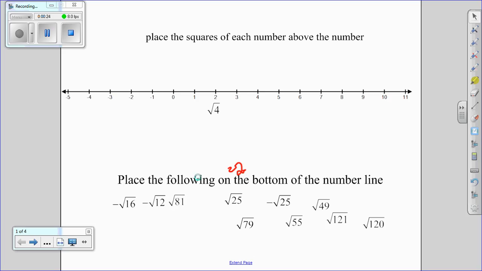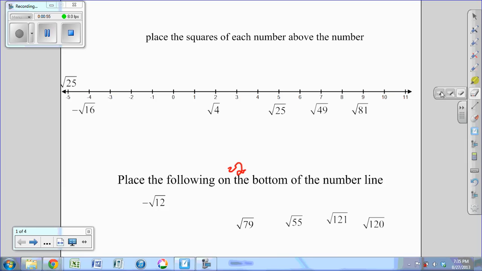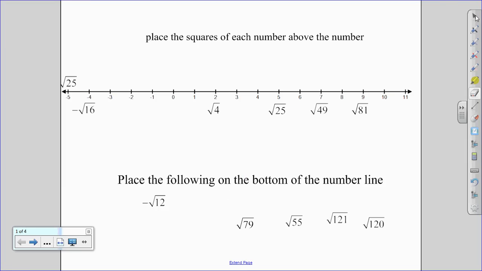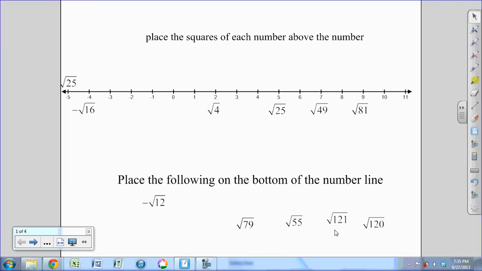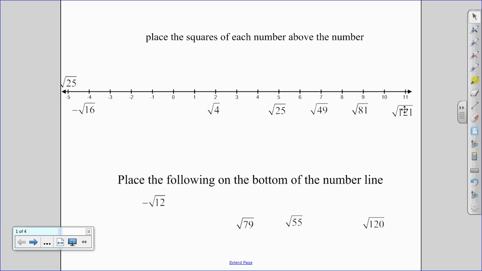The square root of 81 would be 9. I put it right there. The square root of 25 is 5, so it goes right there. The square root of negative 16 would be negative 4, so it would go right there. The square root of negative 25 is negative 5, so it would go right down here. The square root of 49 is 7, so it would go right there. Now, the square root of 121, sorry, not 81, is 11.